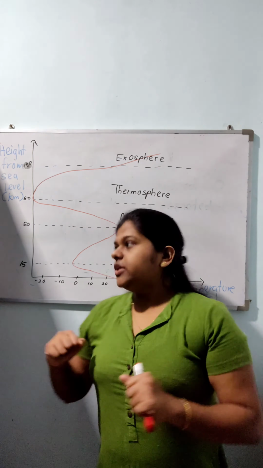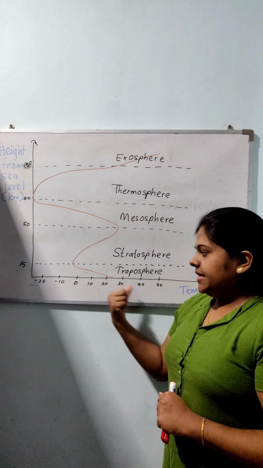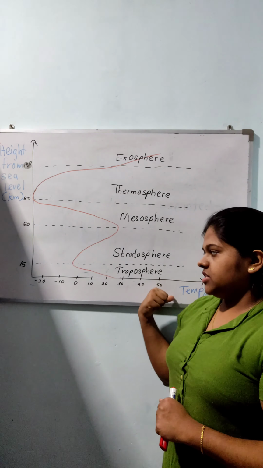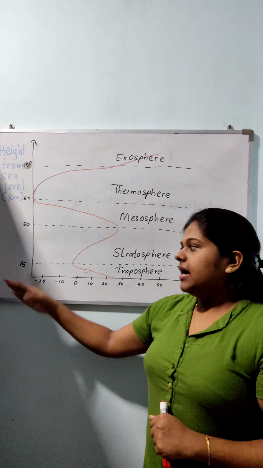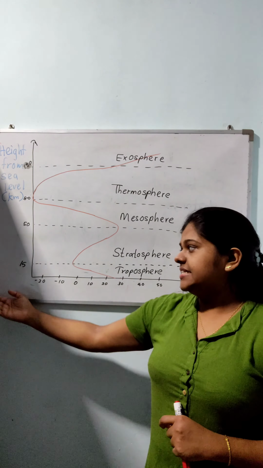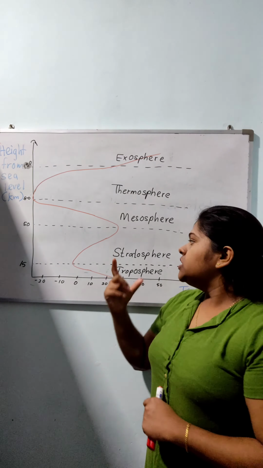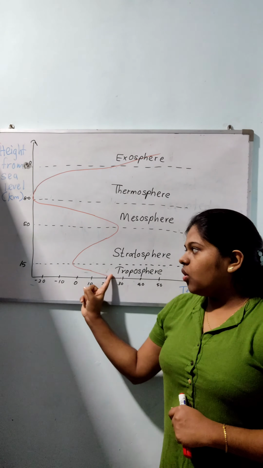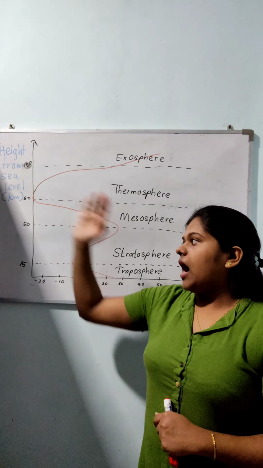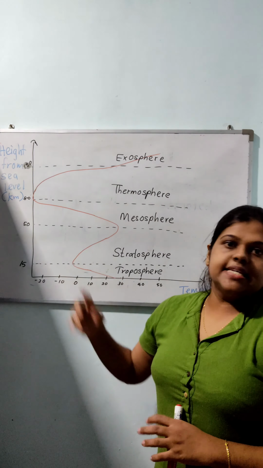And in the troposphere, you can see the temperature in this direction. To this direction, the temperature is high, and to the right hand direction, the temperature is getting low. So in the troposphere, when we are going upwards, the temperature is decreasing.